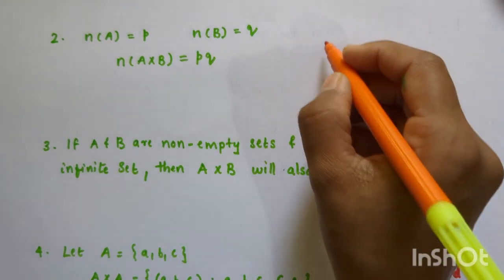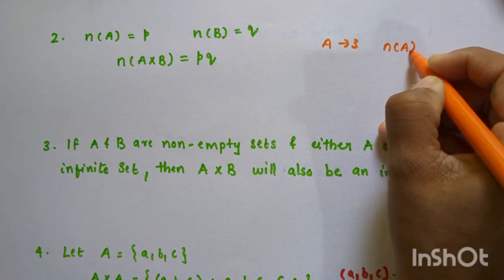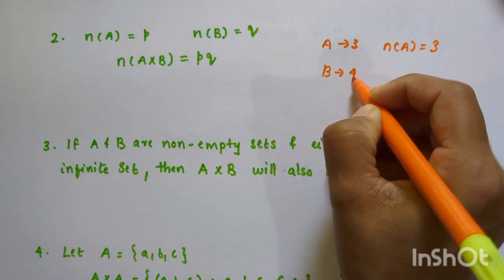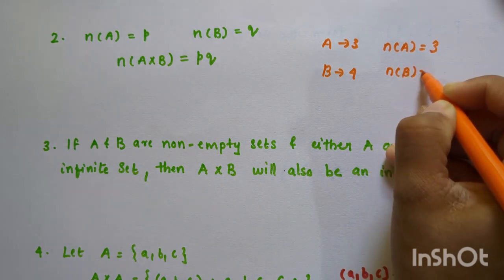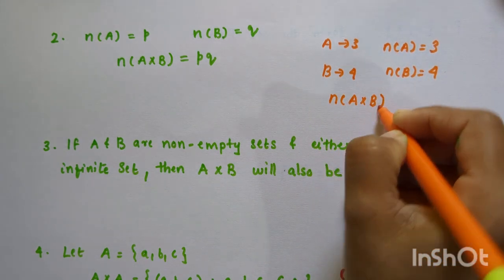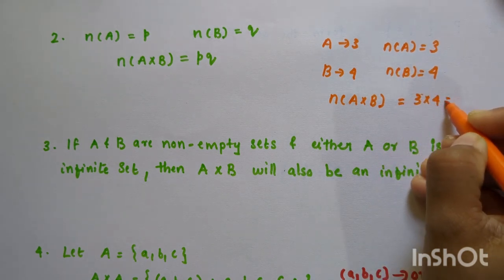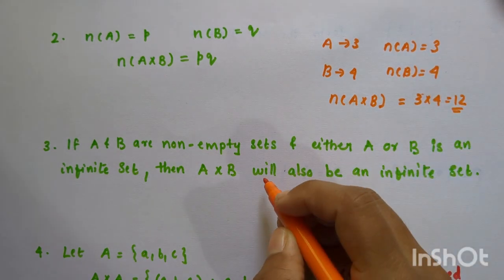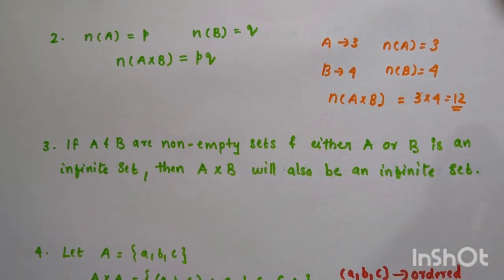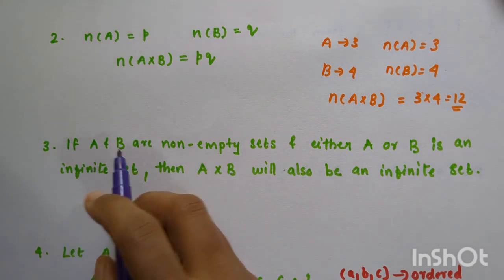For example, if set A has 3 elements, we write n(A) equals 3, and set B has 4 elements, then we write n(B) equals 4. Then the number of elements in the Cartesian product of these two sets will be 3 times 4, which is equal to 12.